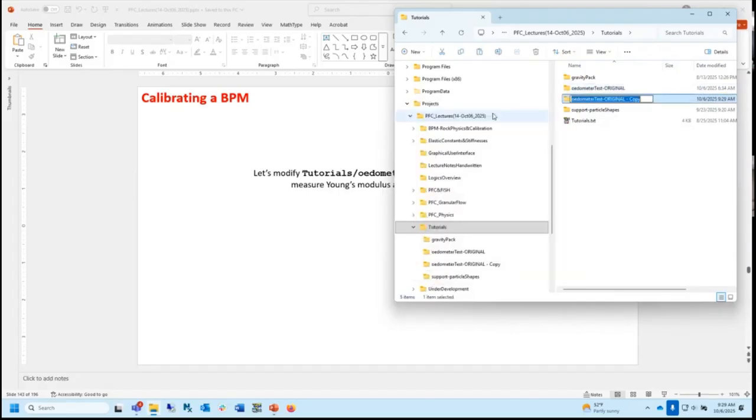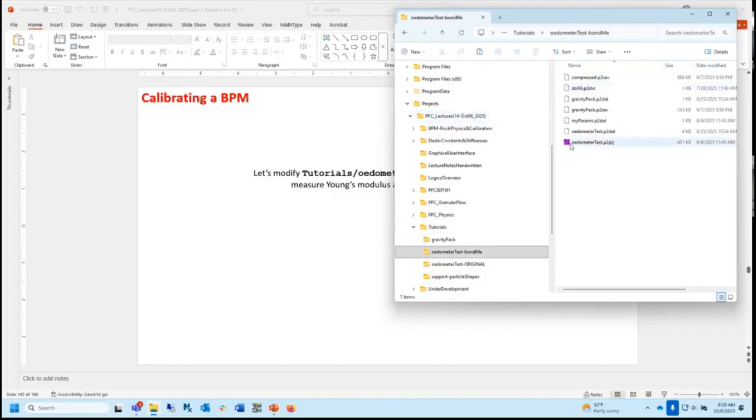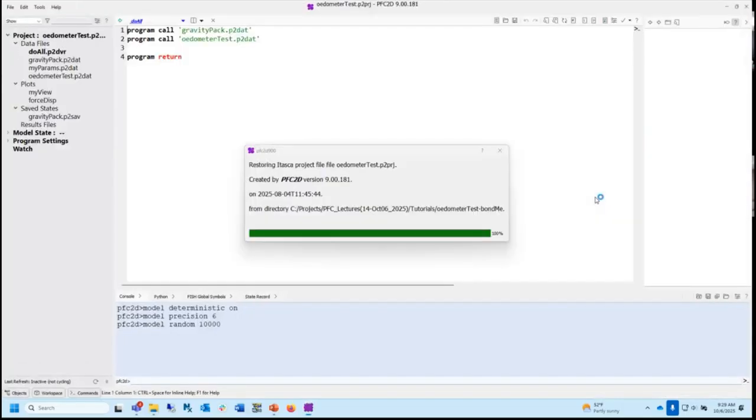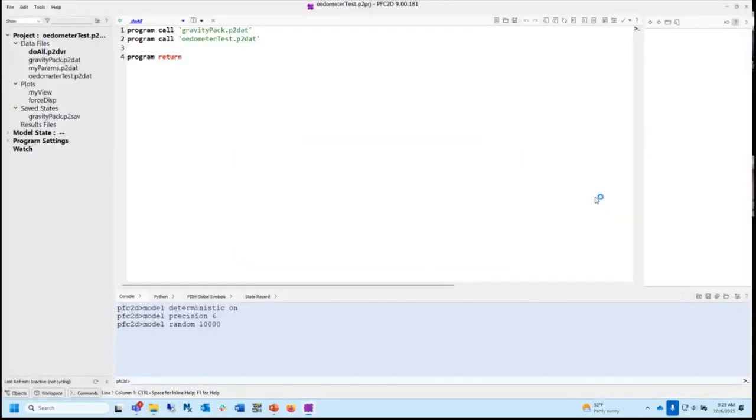So I'm just going to rename this directory. I'll call it odometer test bond me. Now let's go in here. So this is what I always do. I don't remember what we did, but remember we set these things up in such a way that we had a do all at the beginning. Here it is. It's going to do a gravity pack and it's going to run the odometer test.